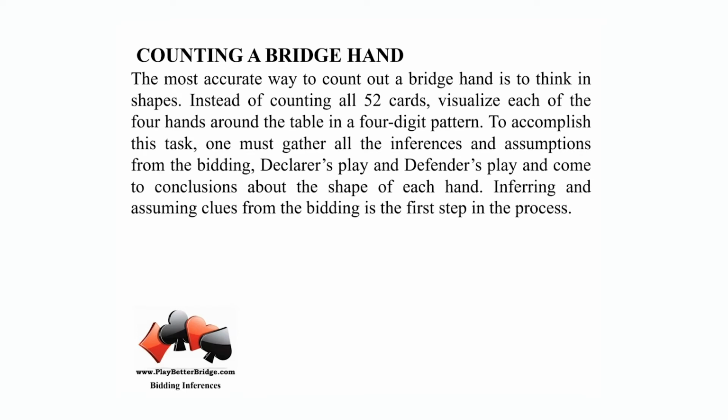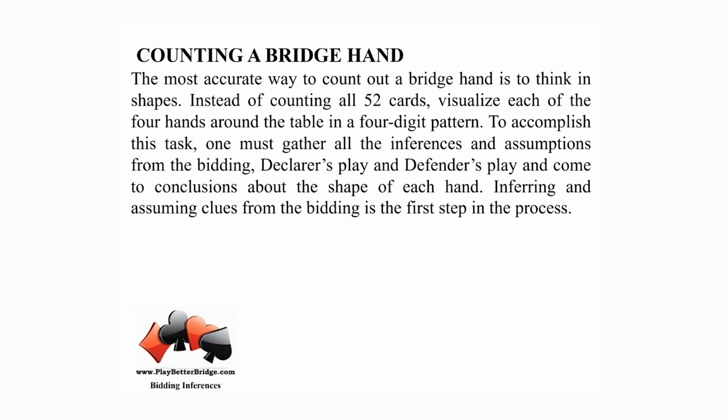What you want to do is visualize each of the 4 hands around the table in a 4-digit pattern. And we're going to practice that. We're going to do some practice. And to do that, you have to gather inferences and assumptions from the bidding, from the declarer's play, from the defenders' play, and bring those assumptions together into a conclusion. And that's what we're going to work on throughout this lesson.